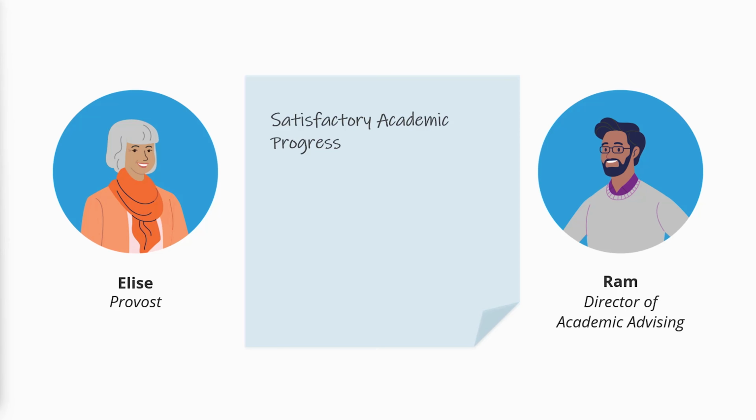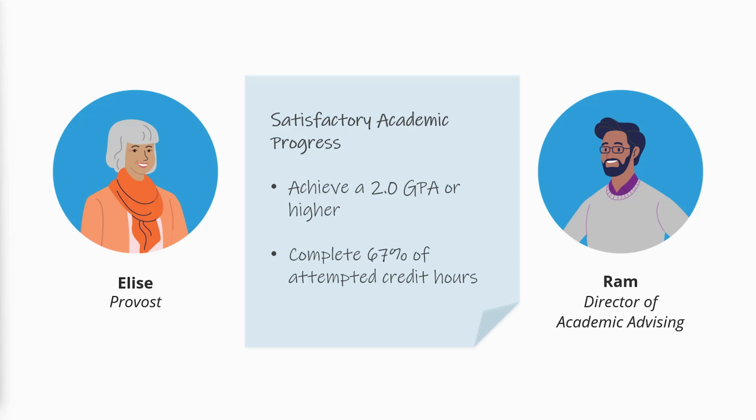To meet satisfactory academic progress, the institution requires students to achieve a minimum of a 2.0 cumulative GPA and complete at least 67% of attempted credit hours. Or, in other words, a student's credit completion ratio must be 67% or higher. Students who do not meet these requirements may lose their financial aid eligibility.